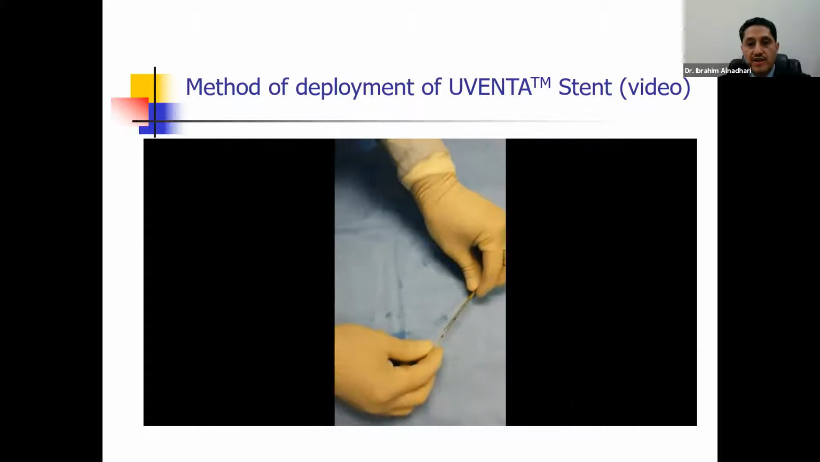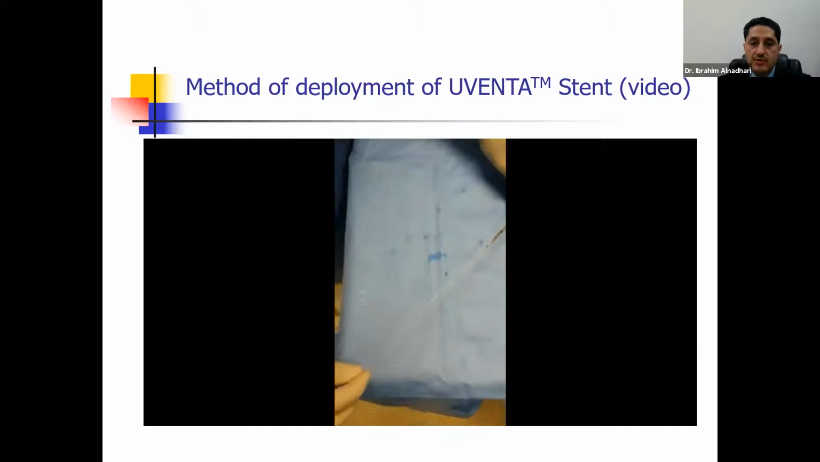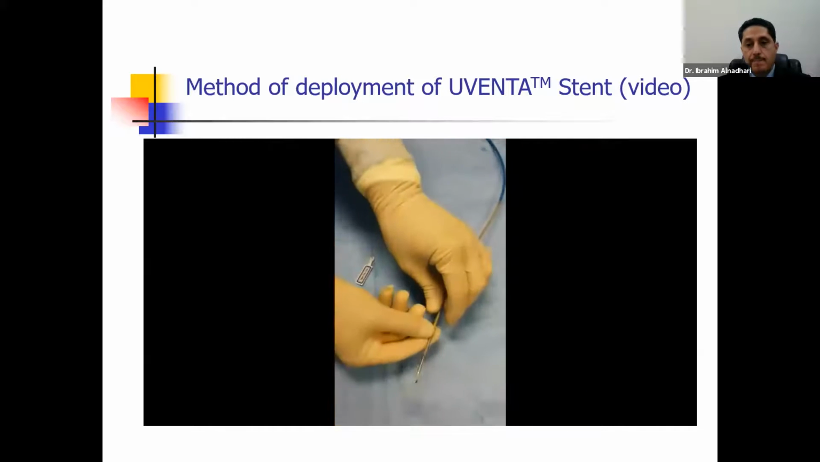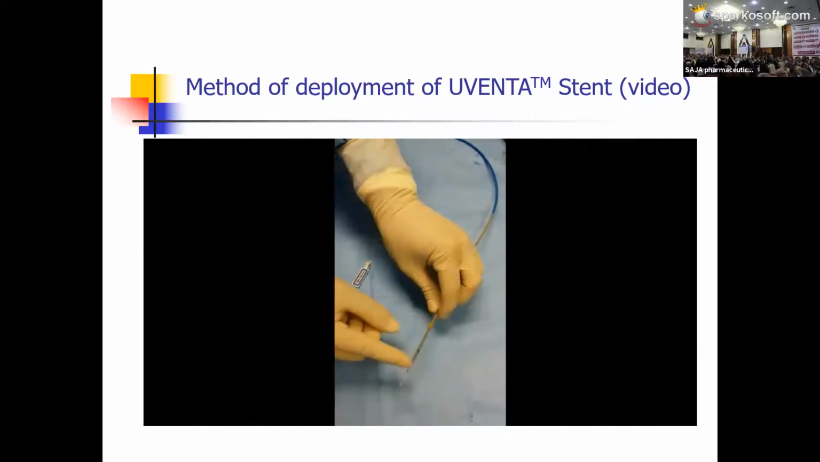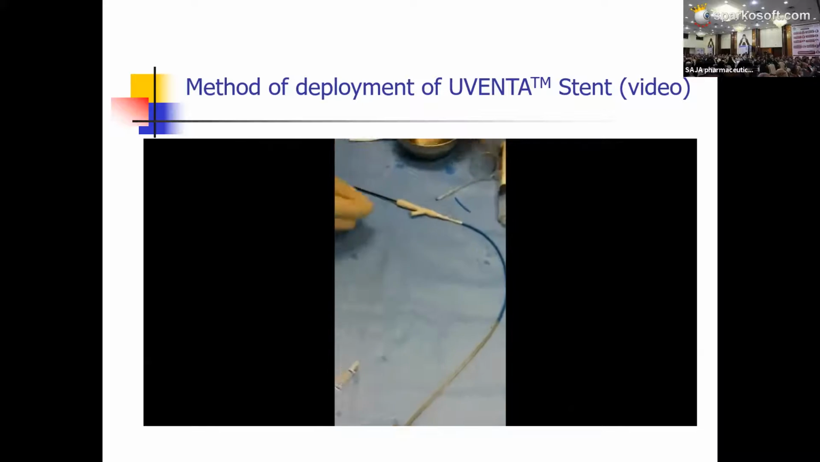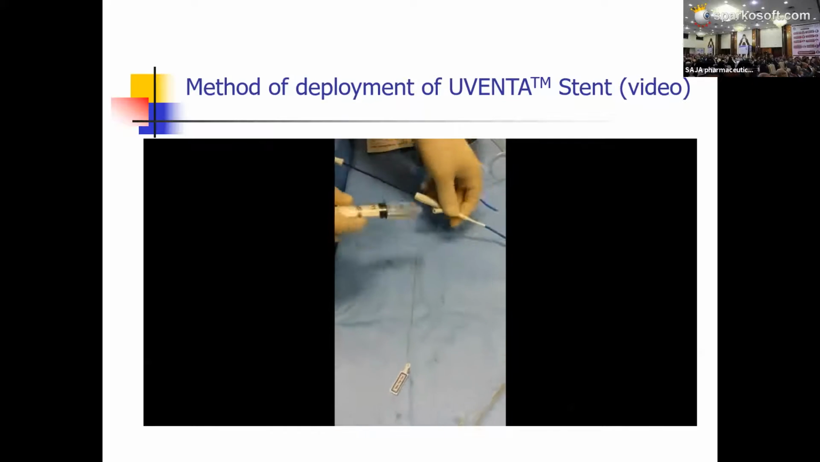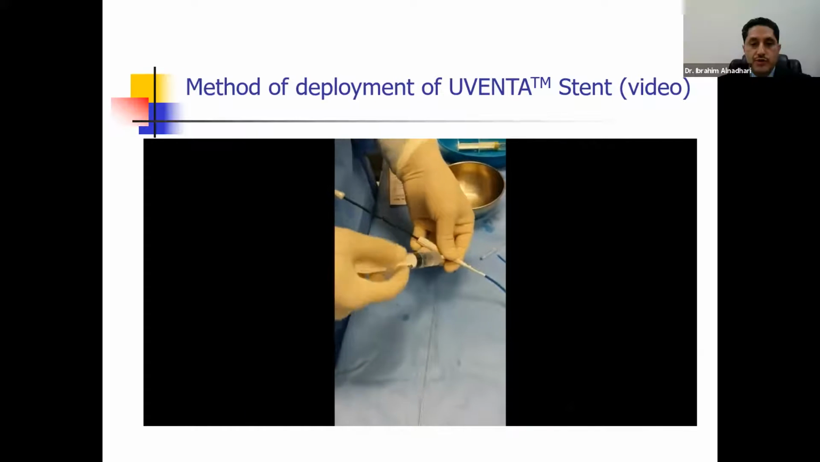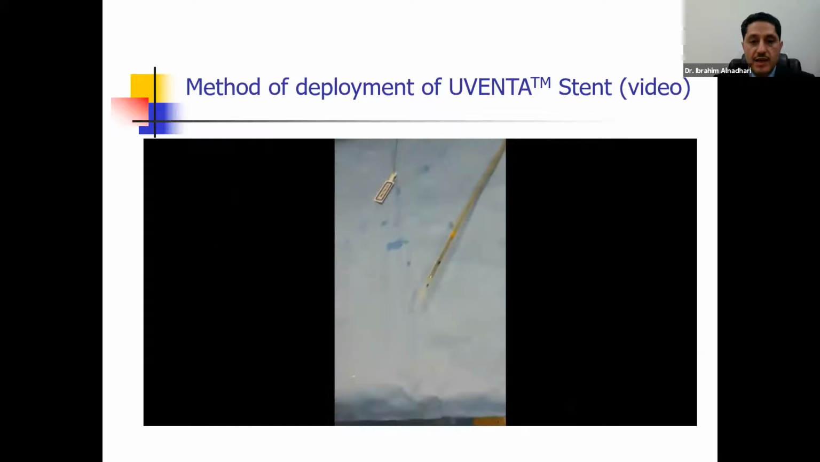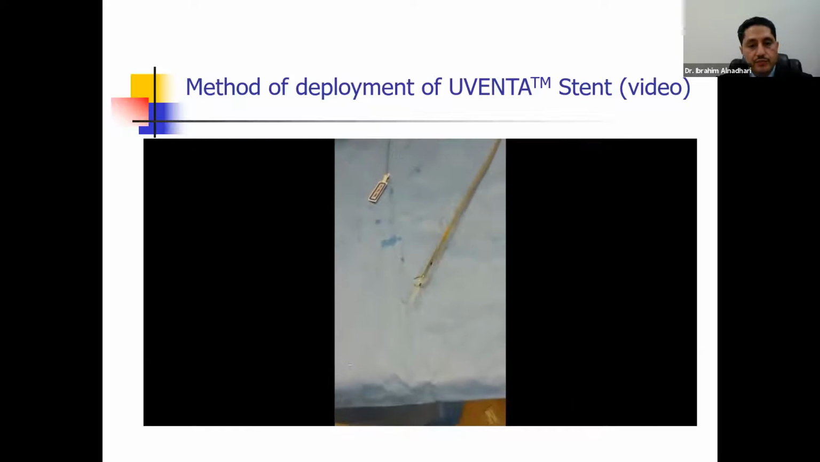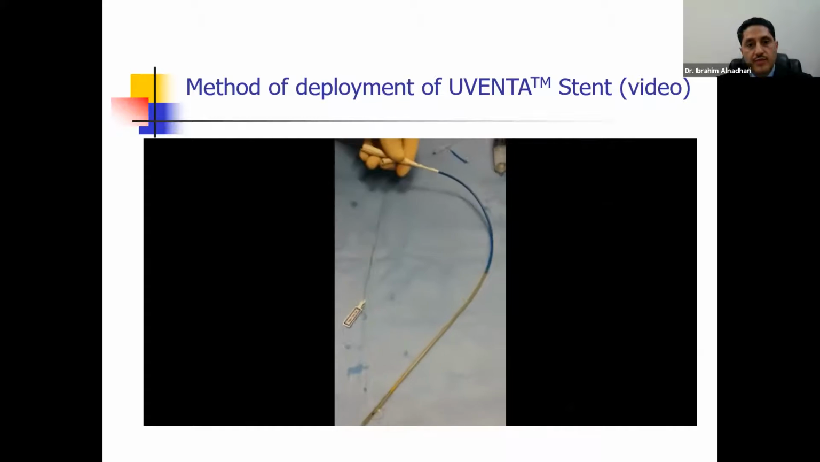So now after the visual ureterotomy, we are inserting a guide wire, which is 0.035 French, that is more compatible with the delivery system of the UVENTA. This is the delivery system. There are different sizes of the UVENTA ranging from 3 centimeter to 10 centimeter.